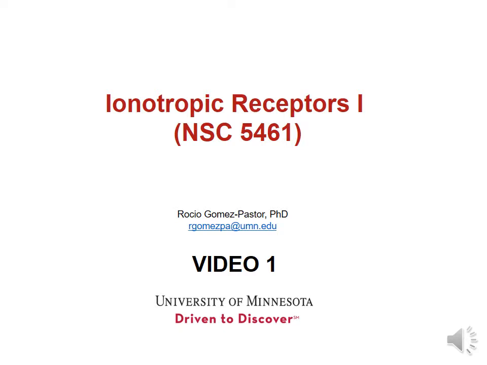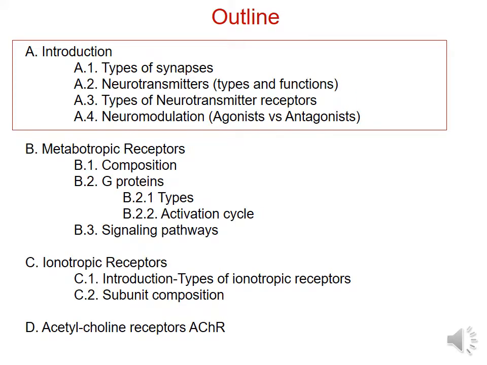This is the first video of the ionotropic receptors first lecture. In this lecture, we're going to discuss the structural and functional properties of ionotropic receptors, also called ligand-gated ion channels. And in this first video, we're going to talk about the introduction, different types of synapses, neurotransmitters, types of receptors, and neuromodulation.